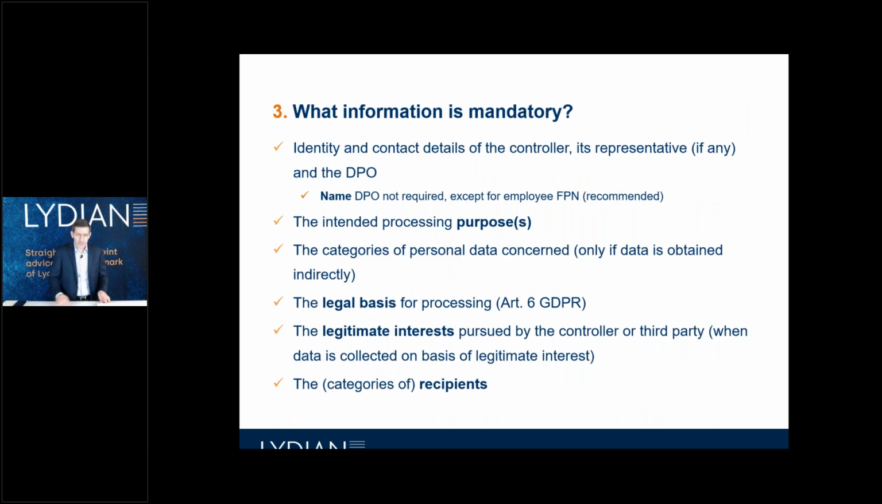Now let's start at the beginning. What information does your fair processing notice need to contain? Well, first of all, you need to identify yourself, your company. You need to provide the contact details of the controller, and if the controller is established outside of the EU, its European representative. And you also need to inform about the contact details of the DPO.